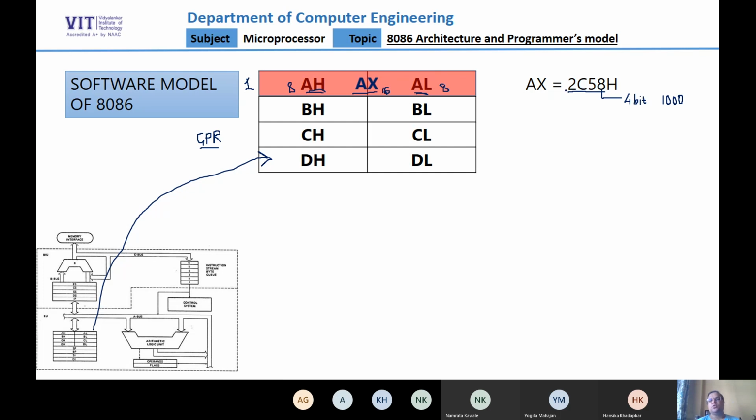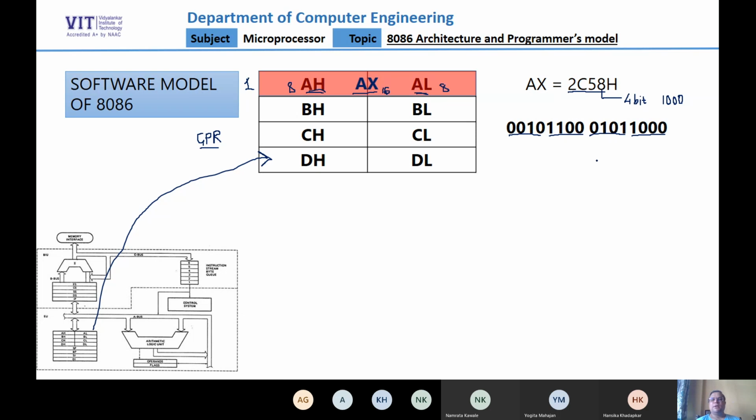So I want to store this 16-bit number, and if I want to store a 16-bit number, I have to make use of AX. I cannot make use of AL or AH because their capacity is just 8 bits. Now, this 16-bit number, if I write it in binary format, is something like this. This corresponds to 8, this to 5, this to C, and this to 2. So if you count the number of bits, you will find they are equal to 16.